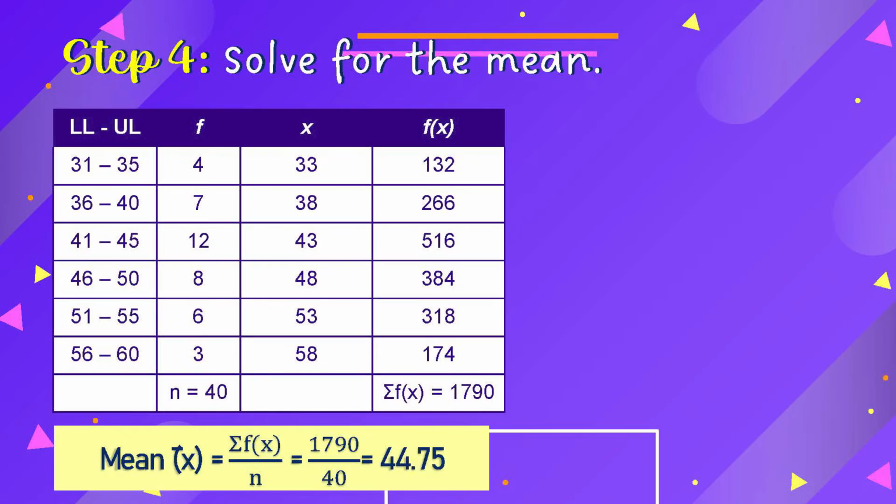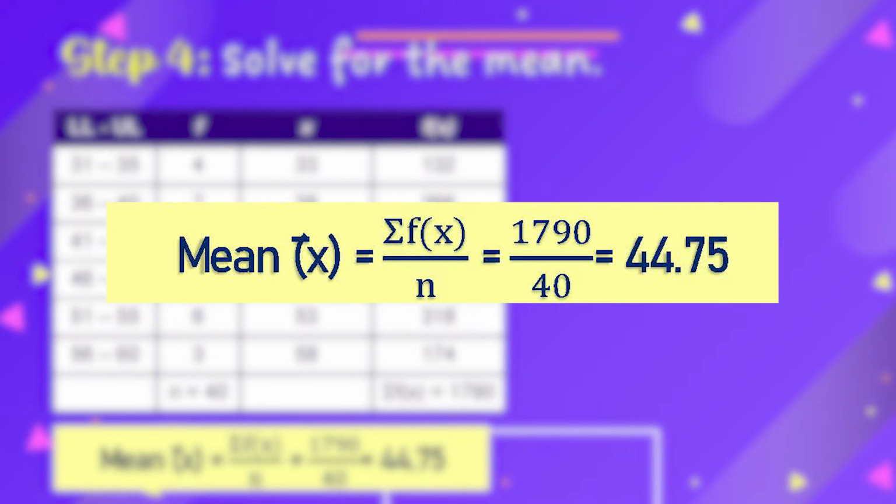For this step 4, we are going to solve for the mean. The formula that we are going to use to find the mean is: mean equals the summation of f times x over n, which is equal to 1,790 over 40. So where did we get the 1,790?